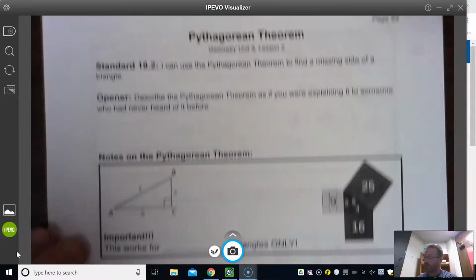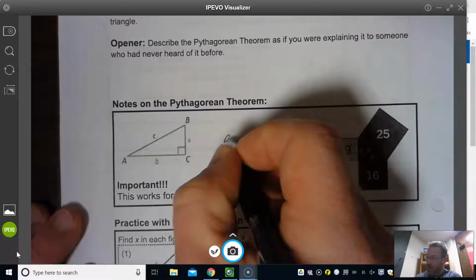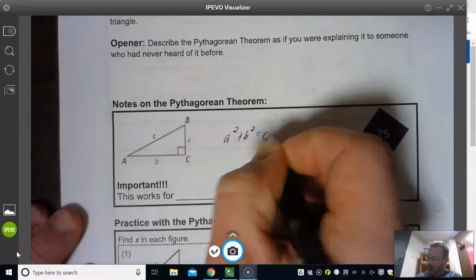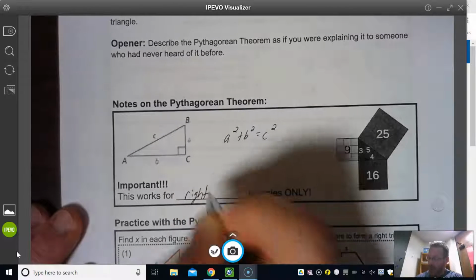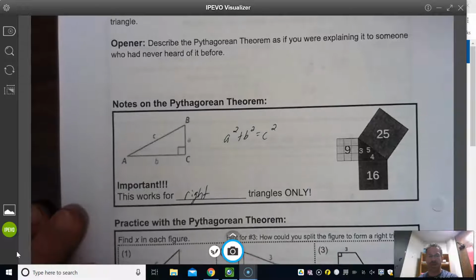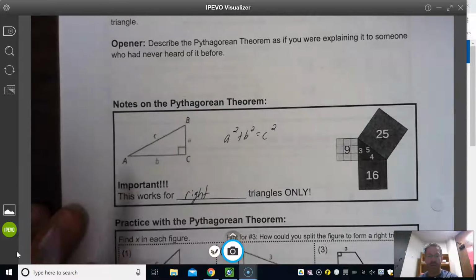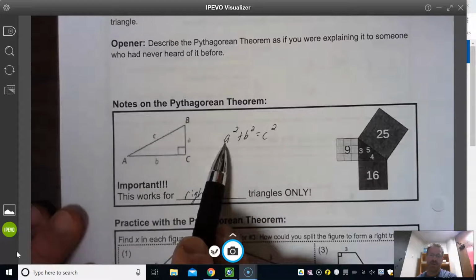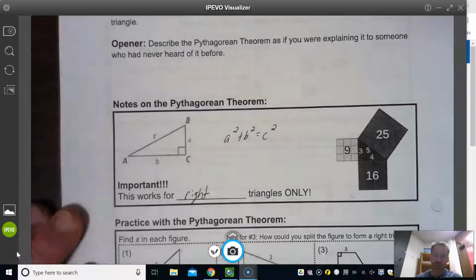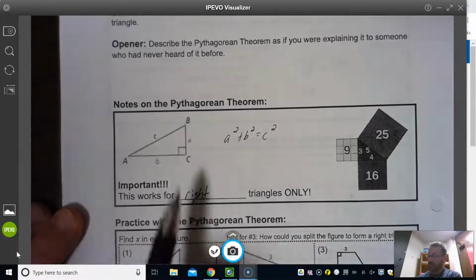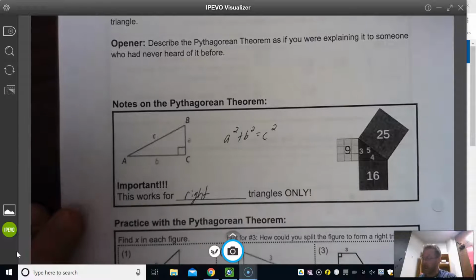All right, we're going to skip the opener and just go right down to the Pythagorean theorem here. We know that the Pythagorean theorem is a squared plus b squared equals c squared, and this works for right triangles only. The important piece is that c always has to be the hypotenuse, the side opposite the right angle. I typically think of a as the horizontal leg and b as the vertical leg. You can see that they're switched here in this picture, and that's okay, it doesn't really matter. It's just a squared plus b squared equals c squared.